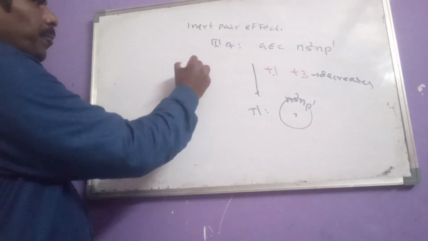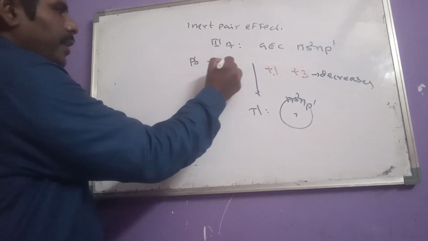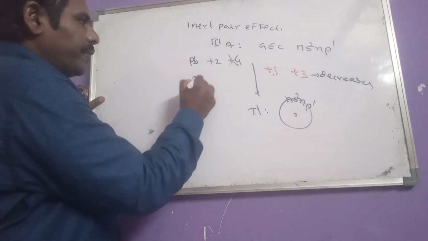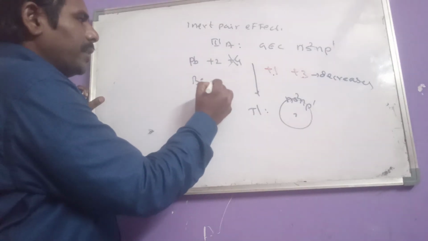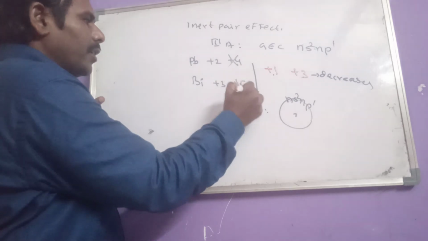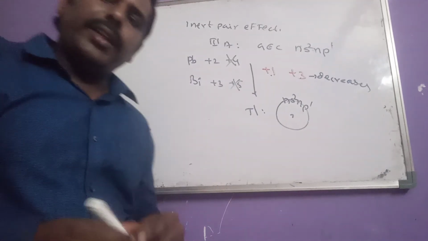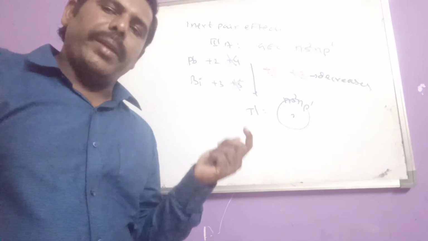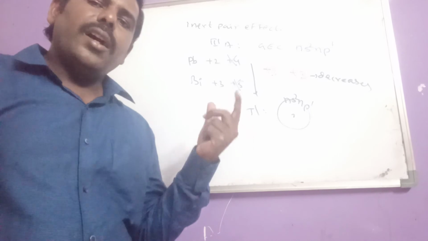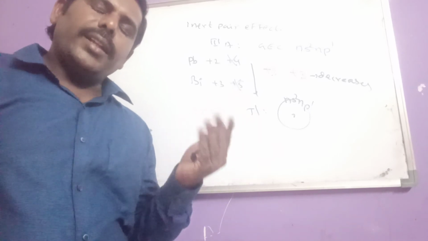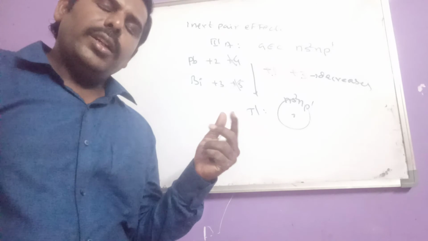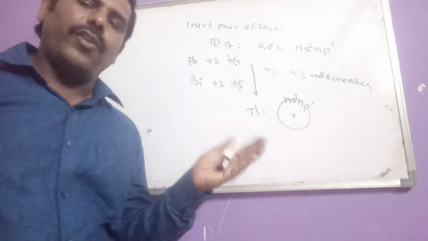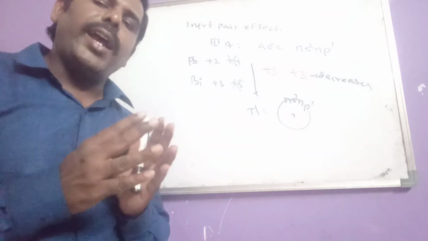In fourth A group, lead exhibits +2 as a stable oxidation state but not +4. In fifth A group elements, bismuth exhibits +3 but not +5, due to inert pair effect. So this is regarding oxidation state or oxidation number. And another term we can use to express oxidation number or the number of bonds an element will form is valency.